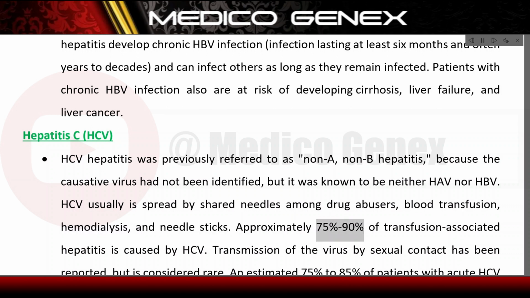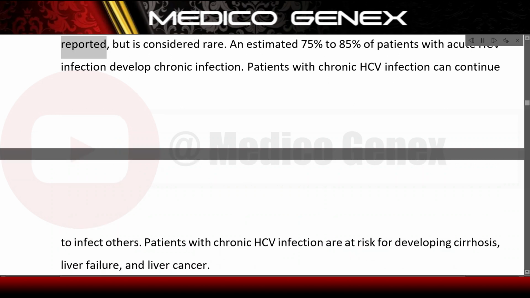Approximately 75% to 90% of transfusion-associated hepatitis is caused by HCV. Transmission of the virus by sexual contact has been reported, but is considered rare. An estimated 75% to 85% of patients with acute HCV infection develop chronic infection. Patients with chronic HCV infection can continue to infect others. Patients with chronic HCV infection are at risk for developing cirrhosis, liver failure, and liver cancer.